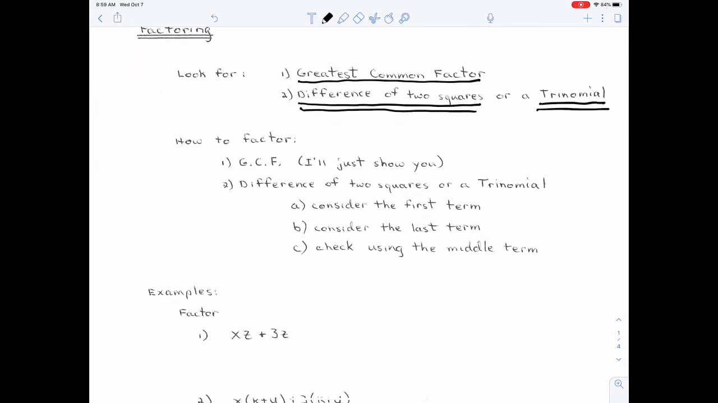How do you factor? Okay? Greatest common factor I'll show you. But if it's a difference of two squares or a trinomial, this is what you do. You look at the first term, you look at the last term, but do not factor with the middle term. Only check with the middle term. How do you do that? We'll get there. A lot of people look at the middle term to factor, and that's where they run into trouble. Okay. So let's just take a look at examples.